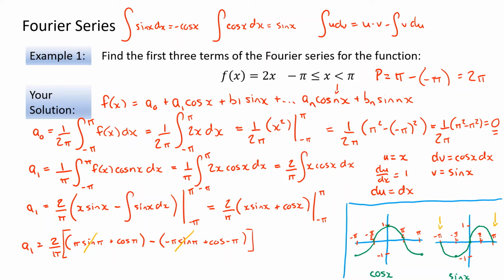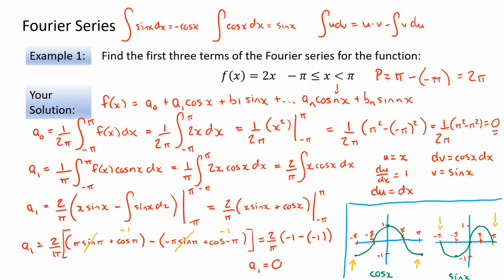Cosine of pi and negative pi, again, are both the same value. They're both negative 1. So this term would be negative 1, and this term would also be negative 1. So in this case, we get that a1 is equal to 2 over pi, and what we're left with is negative 1 in the first term minus negative 1 in the second term. So this becomes negative 1 plus 1, which is simply 0. So again, we get that a1 is also equal to 0.